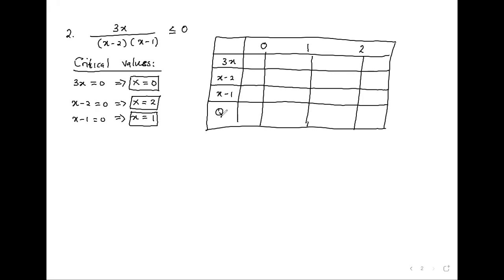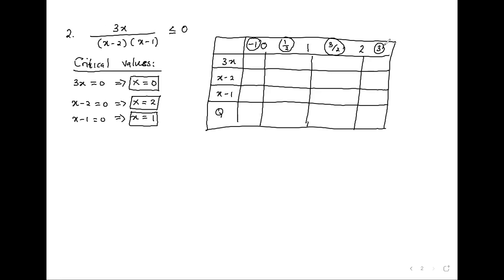And then we pick a number that is less than 0, say -1. A number between 0 and 1, say half. A number between 1 and 2, 3/2. A number bigger than 2, say 3. Then you start substituting now on these left numbers.